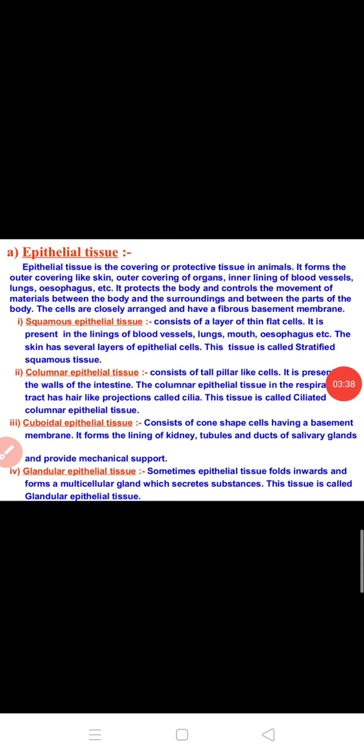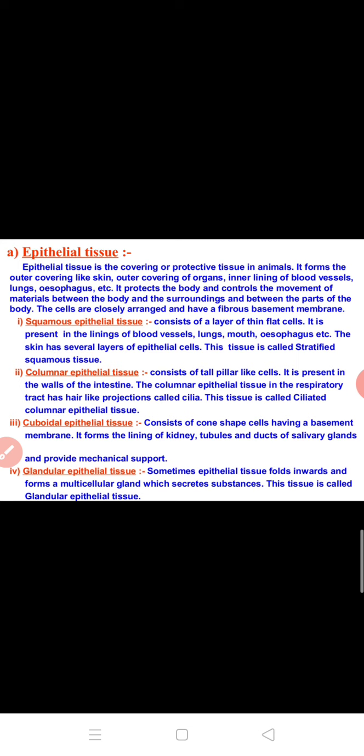Actually, students, the covering or protective tissues in the animal body are epithelial tissues. Epithelium covers most organs and cavities within the body. It also forms a barrier to keep different body systems separate. You know that there are different types of organ systems present in our body. To separate them, epithelium is required.